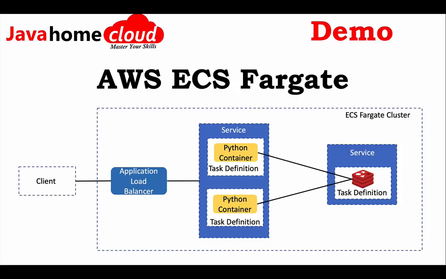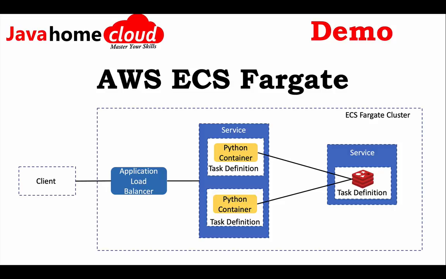As part of this demo, I'm going to show you how to deploy multi-container applications into a Fargate cluster. We're going to have Redis as a backend and Python as a frontend. The Python application talks to Redis. So Python talks to Redis with the help of service discovery in ECS Fargate. We'll be seeing all of that as part of this demo.